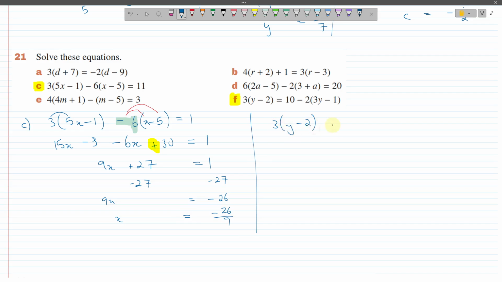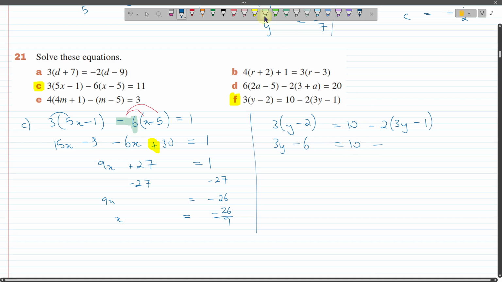Okay, with f we have 3 open bracket y minus 2 close bracket is equal to 10 minus 2 open bracket 3y minus 1 close bracket. Let's expand everything. 3y minus 3 times 2 is 6. 10 minus 2, once again, very common mistake. I'm slowing down over here because it's a very common mistake.